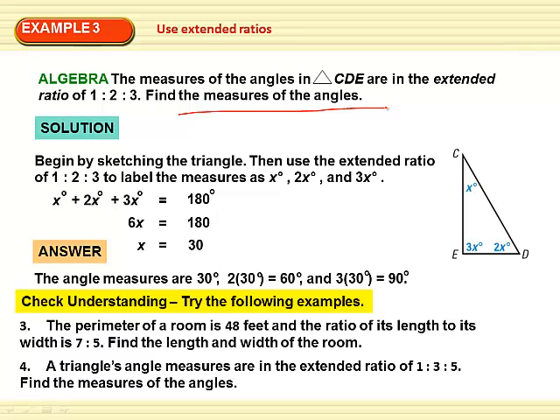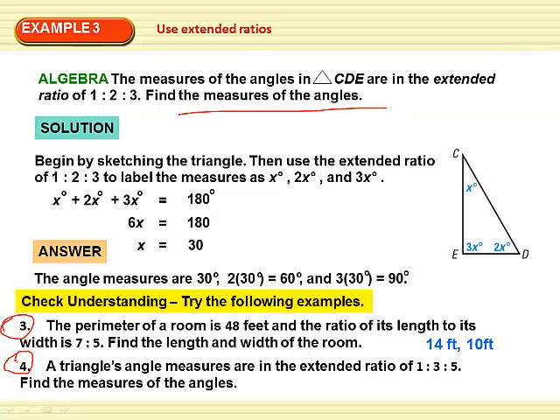Okay, so we have the perimeter of a room is 48 feet, and the ratio of its length to its width is 7 to 5. Find the length and the width of the room. We also have a triangle whose angle measures are in the extended ratio of 1 to 3 to 5. Find the measures of the angles. Those are your practice. So try and use the example to figure out what 3 and 4 are.